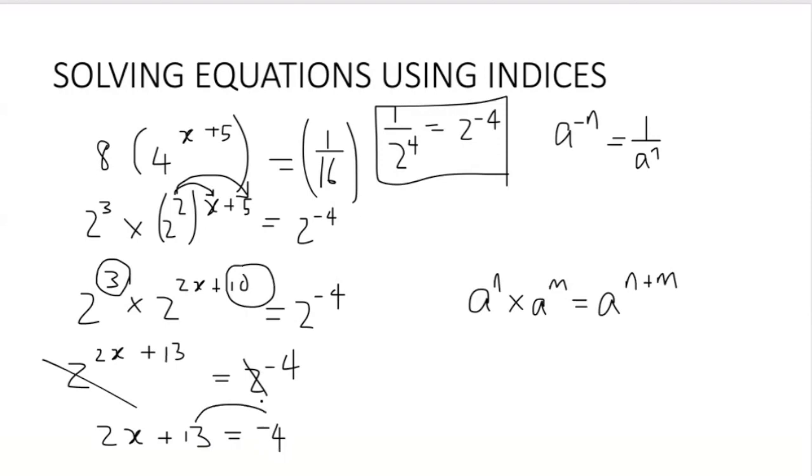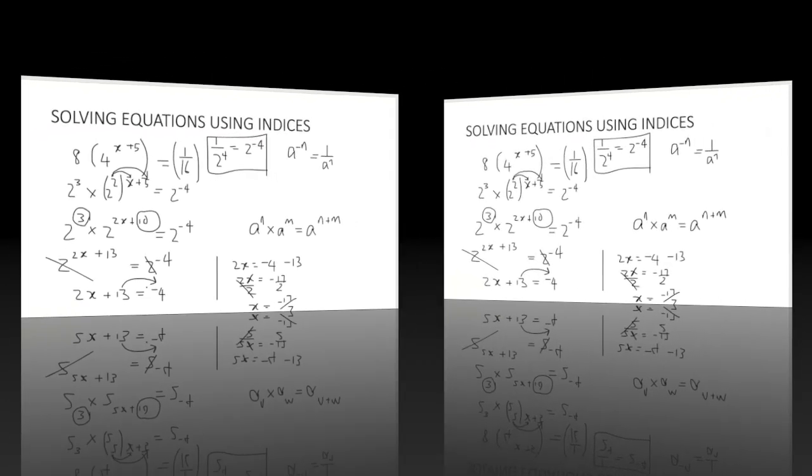Now let's carry the 13 over to make x the subject. So we have 2x equal minus 4 minus 13. So 2x is equal to minus 4 minus 13, that's minus 17. And then divide both sides by 2. So x is equal to minus 17 over 2.